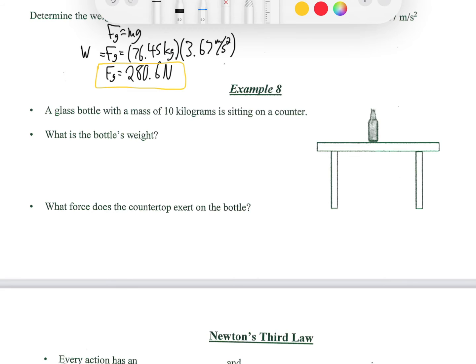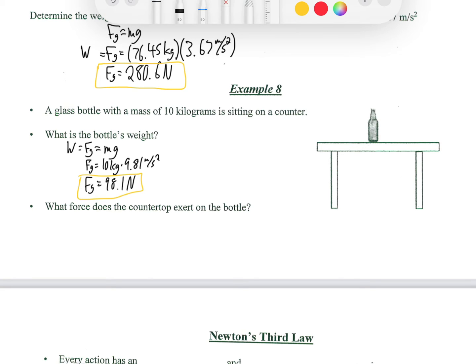Alright, let's take a look at another example. So now we have a glass bottle with a mass of 10 kilograms sitting on a counter. So what is the bottle's weight? We can use our formula from before, that our weight is going to be equal to the force due to gravity. It's going to be equal to mg. So we can plug in for m, where this is 10 kilograms, and then our gravitational field strength, or acceleration due to gravity, our little g, which is 9.81 meters per second squared. So we get our force due to gravity on this glass bottle, or its weight, is going to be equal to 98.1 newtons.